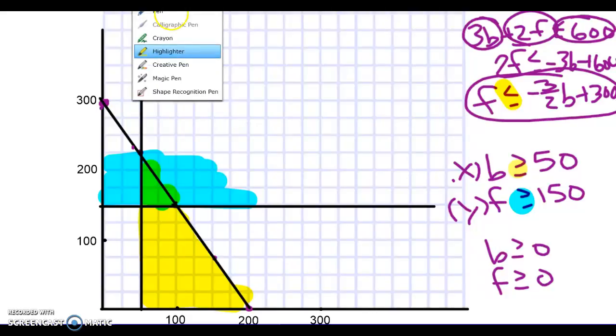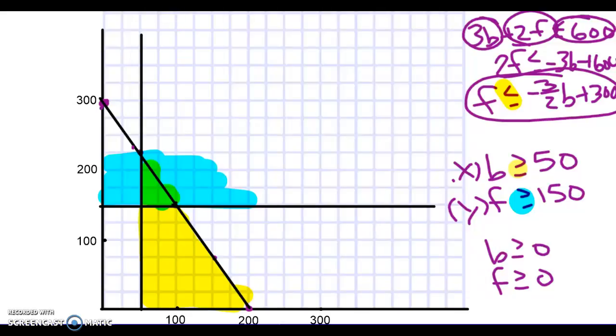I'm going to change my pen back. It looks like this is at 50 and 150 right here. That's your first one, you've got this one here and this one here. You're labeling your vertices. Then you've got 100 and 150, that's your second point right here. And then at the very top, you've got 50 and 225.